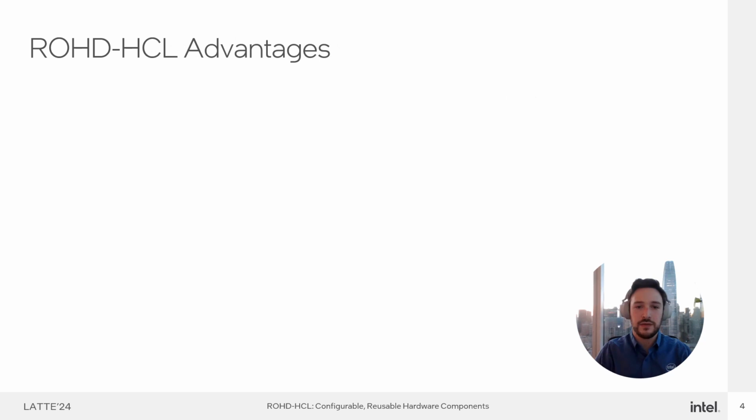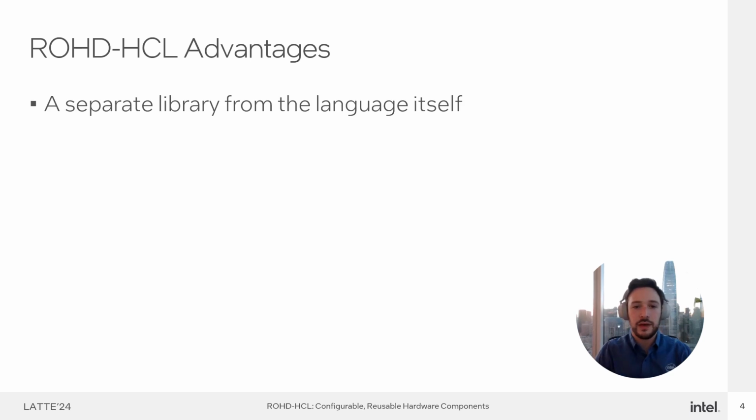ROHD-HCL offers a set of unique advantages over most other hardware component libraries. Many other hardware component libraries include a variety of components as part of the language or framework itself. ROHD-HCL offers a clear dividing line between core functionality of ROHD and a collection of components. The ROHD framework contains a strong and complete foundation, while other packages like ROHD-HCL provide opinionated and specific implementations that leverage that foundation.